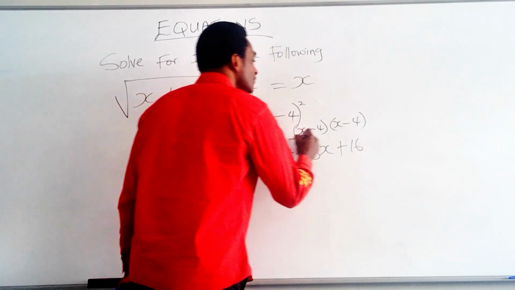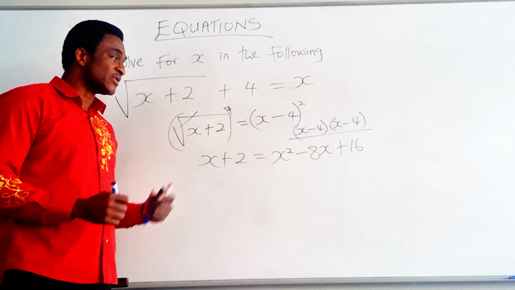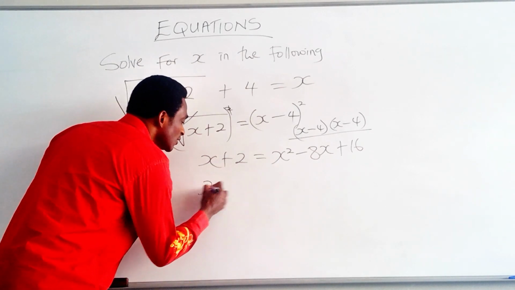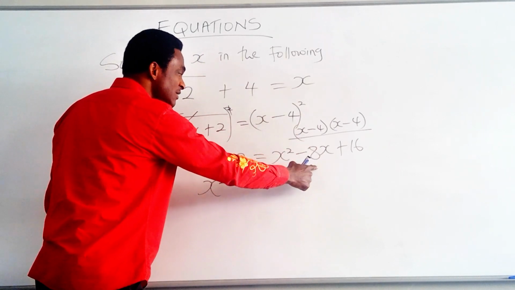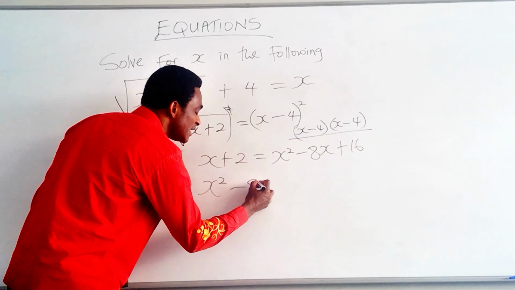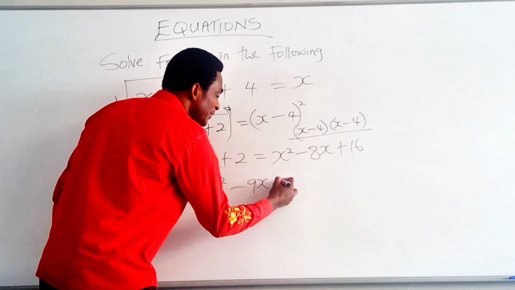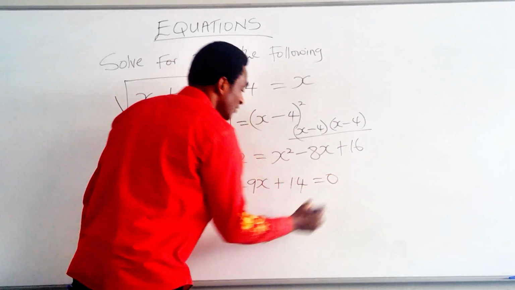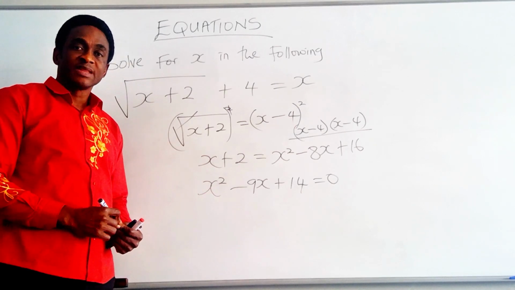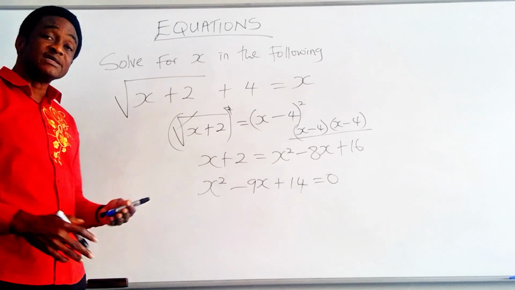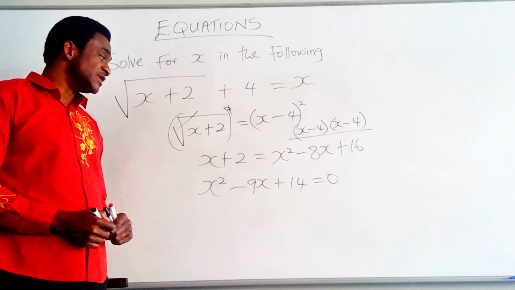And then we can go on and write in standard form. We must write it as equal to 0 before you can continue. We have x squared minus 8x, this crossing over, minus 8x minus x gives me minus 9x. Then 16 minus 2 becomes 14, equals 0. This has given us a quadratic equation. And let's check if it's factorizable. If it's not factorizable, we employ the use of the quadratic formula. But we have to check first.